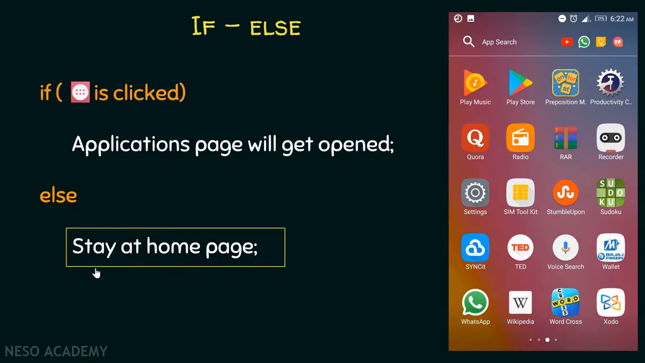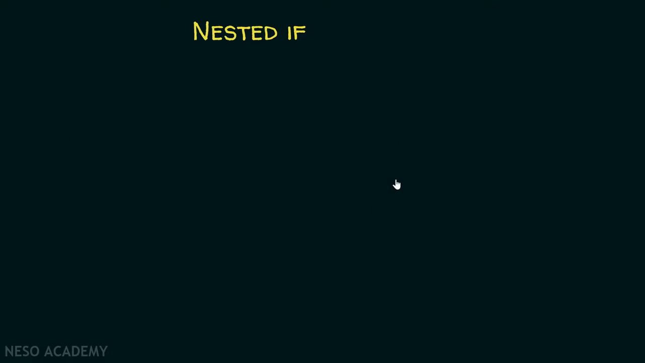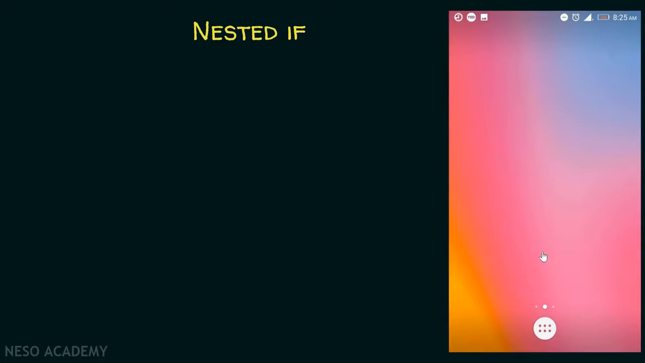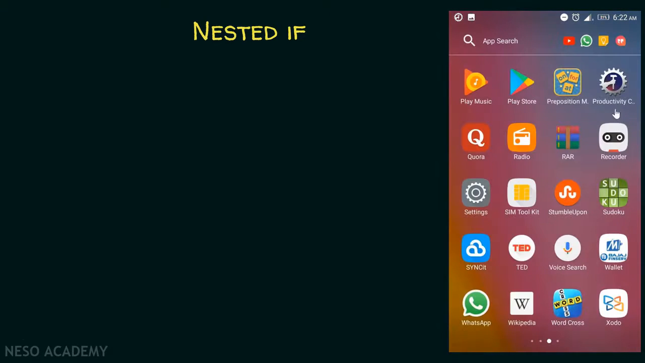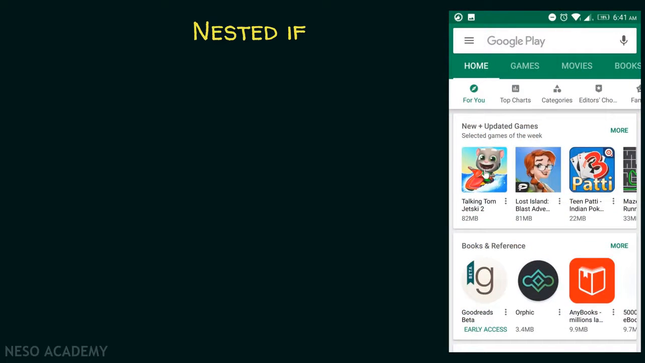Now let's try to understand what is nested if and when to use nested if. Again, let's consider our real-world example, that is Android operating system interface. When you click on this button, then the applications page will get opened up. And suppose I want to open up an application like Play Store, then I need to click on this button. Then the Play Store will get opened up.